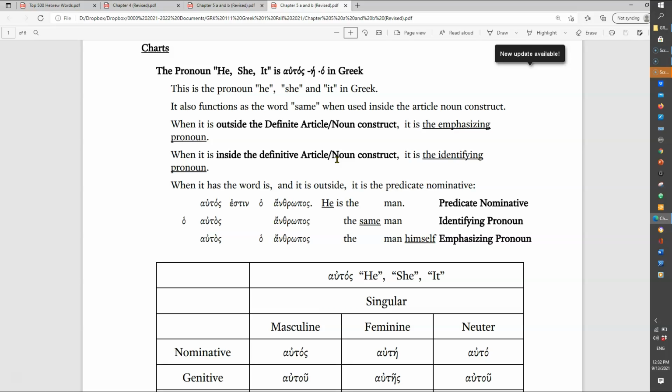This word comes into English with things like autoimmune diseases, where the person's own immune system is fighting against them, right? Automatic we get from this. Autonomous we get from this. So there are three uses. This is the main one, he, she, or it, just unconnected with the noun clause. If it's inside the definite article noun, it's the same man. And if it's outside, it's the man himself.